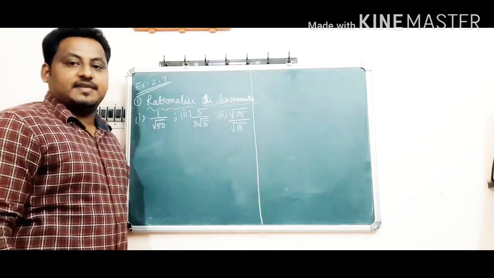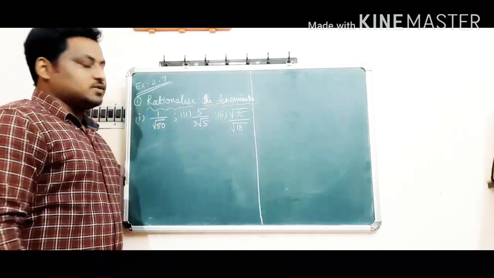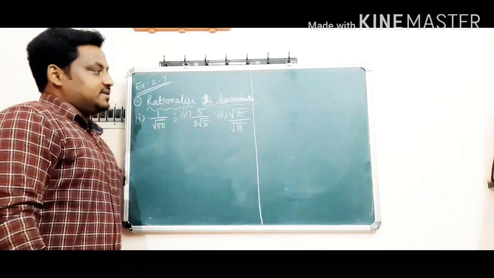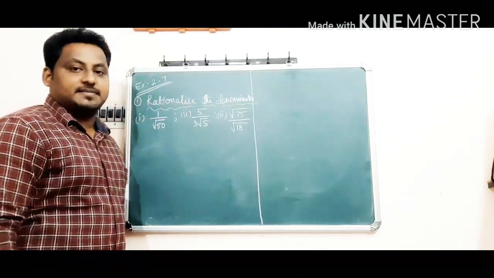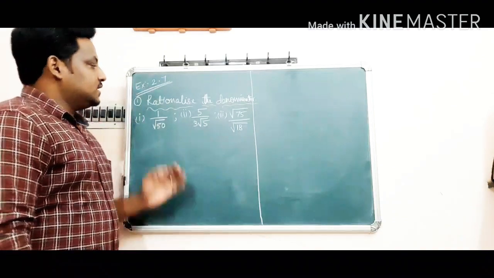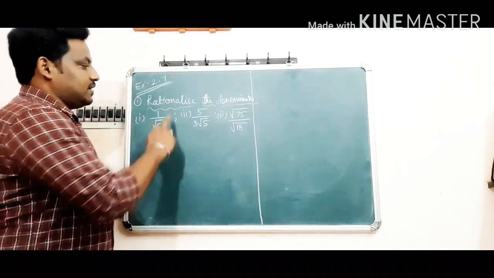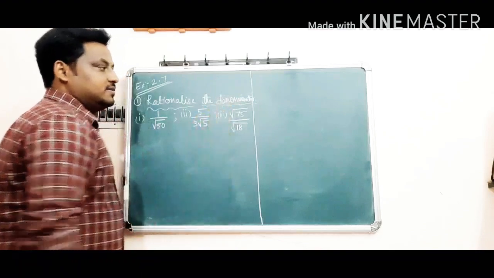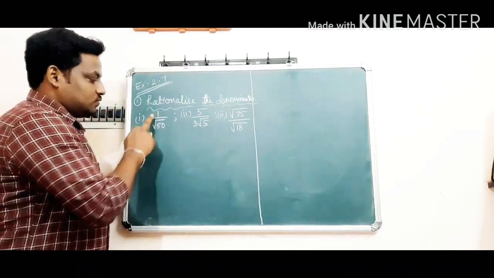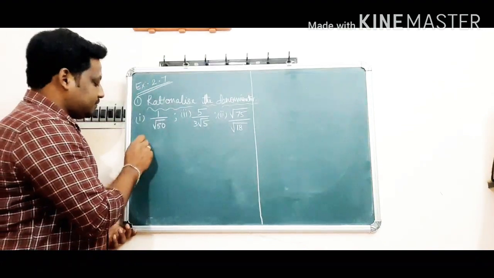Hello students, welcome back. So today we are going to learn exercise 2.7. Exercise 2.7 is nothing but conjugate of sets. So first question, rationalize the denominator. First question is 1 by root 50.